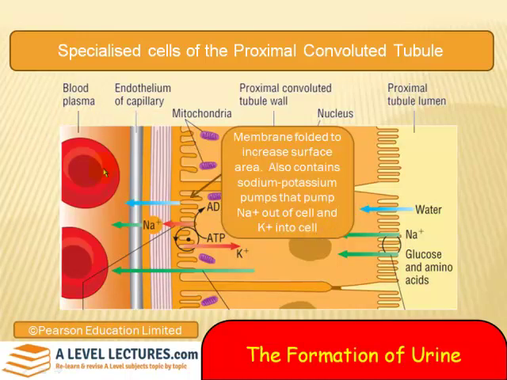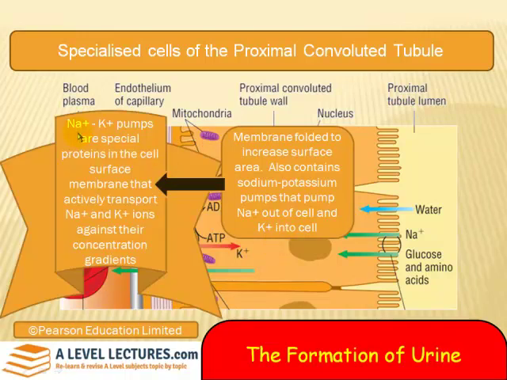Now over here again we've got folding of the membrane. Again we've got these microvilli here. So the membrane is folded to increase surface area. Now this area also includes what we call a sodium potassium pump, and what that does, it pumps sodium out and it pumps potassium in. So sodium is going to leave and potassium is going to come in. That's really important. We'll see in just a moment.